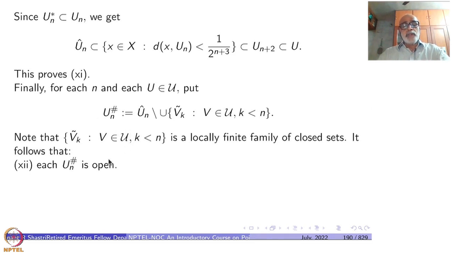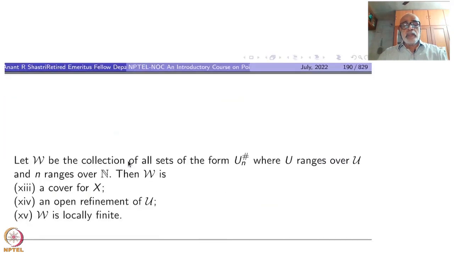So first of all, U n check is open now. We didn't even stop at U n hats. First of all, these are open themselves. You have to look at whether these things are locally finite. V k twiddles are closed things, right? So now these are open subsets, first thing. Take W to be the collection of all subsets of the form U n check, U ranging over U, n ranging over N. That is, first fix n and then take the union over n. That is a cover of X. It's an open refinement. This is locally finite itself.